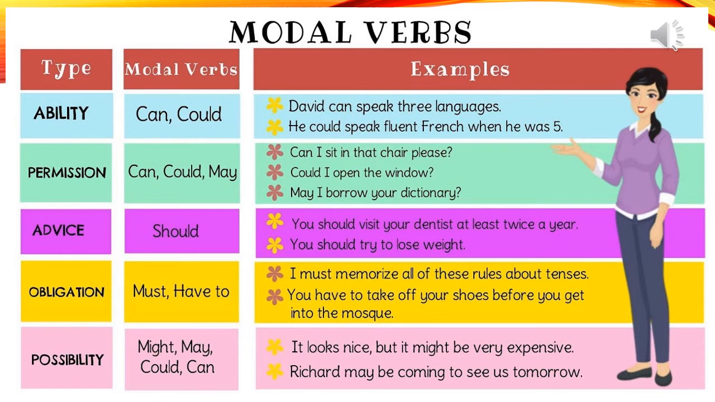Then comes possibility. The modal verbs we use to show possibility are might, may, could, can. See the examples. It looks nice, but it might be very expensive. Richard may be coming to see us tomorrow. So to express possibility also we use modal verbs. Modal verbs might, may, could or can we use to express possibility.